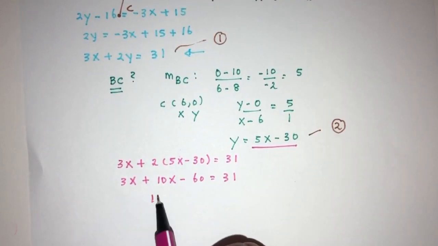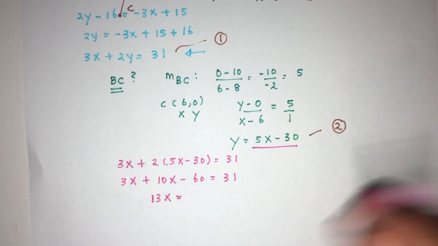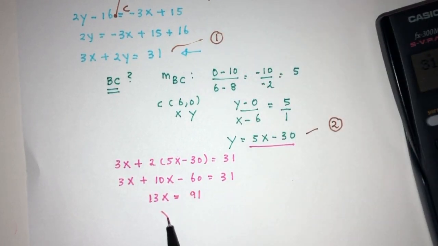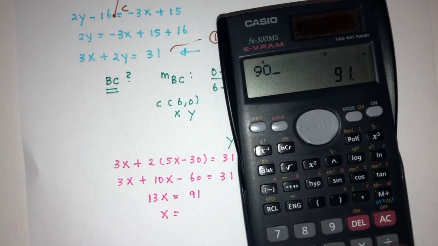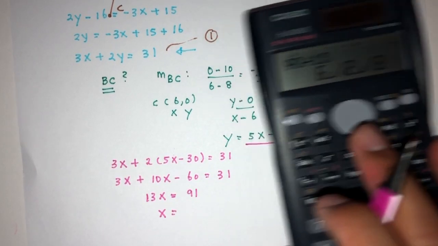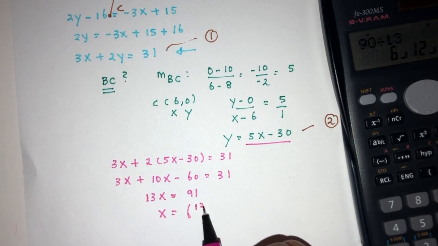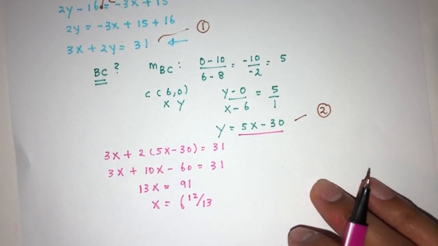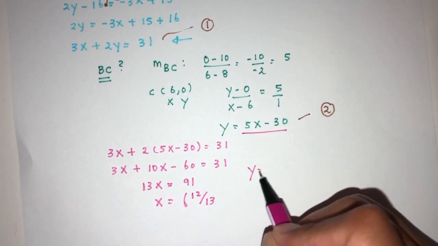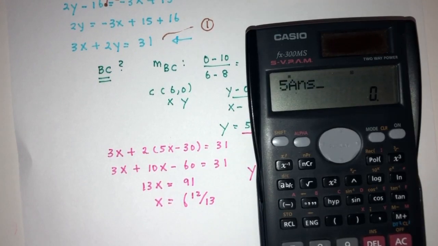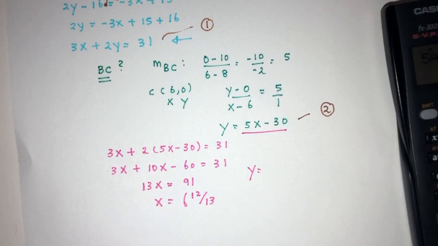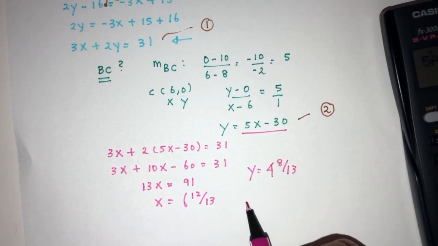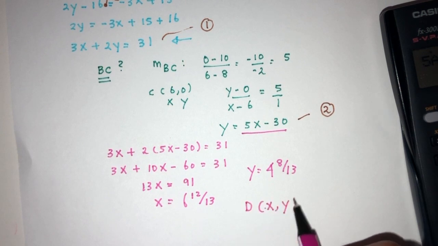Simplify, that will be 13x has to be what? 31 plus 60, that will be 91. X will be 91 divided by 13, that should be the value of 6 12 over 13. Now to find the y value of this, replace back in your main equation. So y will be 5 times answer minus 30. That should be 4 8 over 13. So the point D is the x value and the y value.